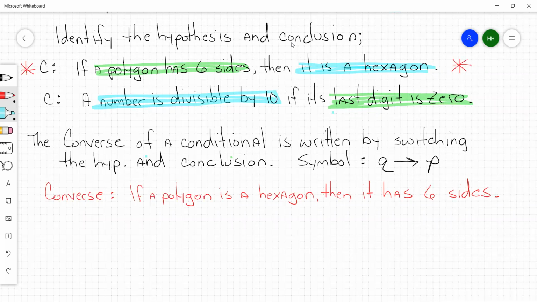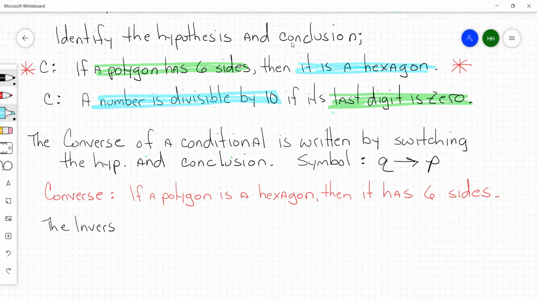We took the original hypothesis and we put it after the then. And we took the original conclusion and we put it after the if. And we modified the wording just a little bit to make it read as a sentence should read. Okay? It's the second type of conditional statement. You've got a conditional, then you've got a converse. Then you have an inverse.